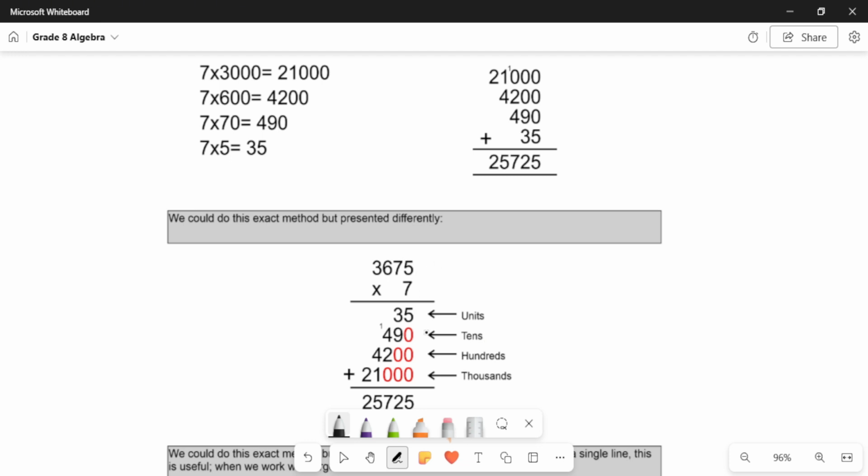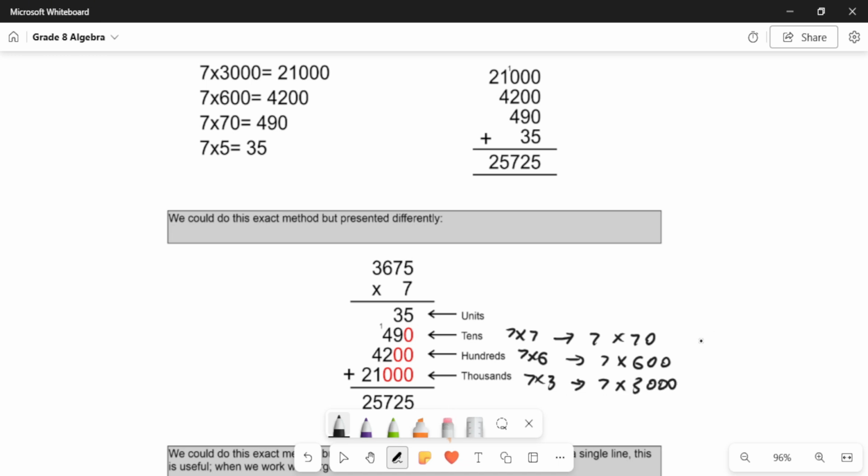Let me rephrase that. In this column here, can you see how I broke it down? I broke it down into units, tens, hundreds, and thousands. In the tens column, I'm not saying 7 times 7. I am actually saying 7 multiplied by 70. In the hundreds column, I'm not saying 7 times 6. See, 7 multiplied by 6. I'm saying 7 multiplied by 600. In the thousands column, I'm not saying 7 multiplied by 3. I am saying 7 multiplied by 3,000.